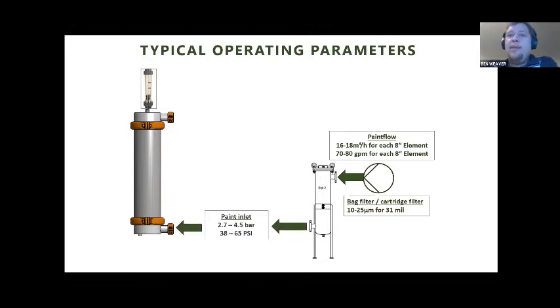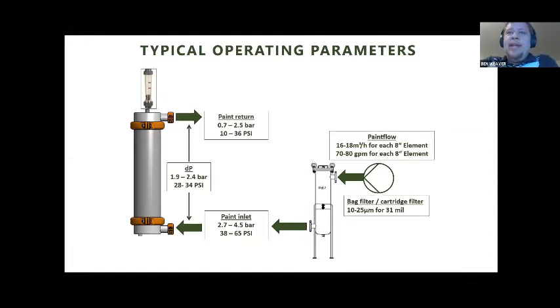So paint inlet is going to be coming in at anywhere from 38 to 65 psi. That's optimal. And really, we want to maintain a DP of about 1.9 to 2.4 bar. And this delta pressure is very important to monitor and maintain, because that will give you an indication that your feed flow is adequate to keep the particles in solution, so they don't deposit onto the membrane. So we want to create a turbulent flow across the membrane surface.